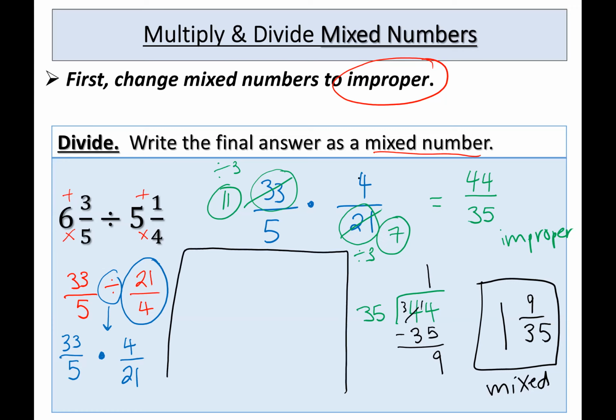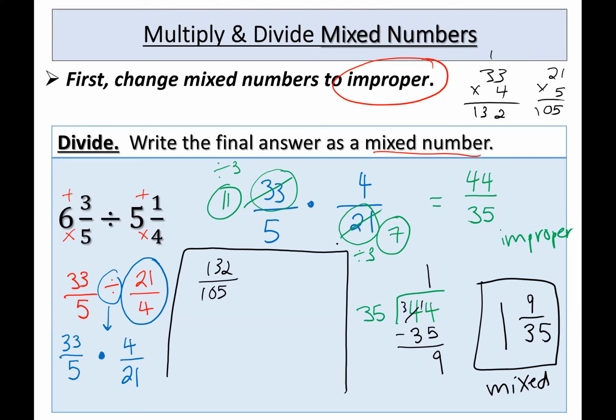Now just a quick note, if you didn't reduce, let's say you did actually just multiply across and do 33 times 4. Let's see, I have to write that out. It would be okay. It would just be a little harder, I think, because the numbers get bigger. So that would be 132 over, and then 5 times 21. That's going to be 105. See, now I'd have to reduce that. That's even harder now.